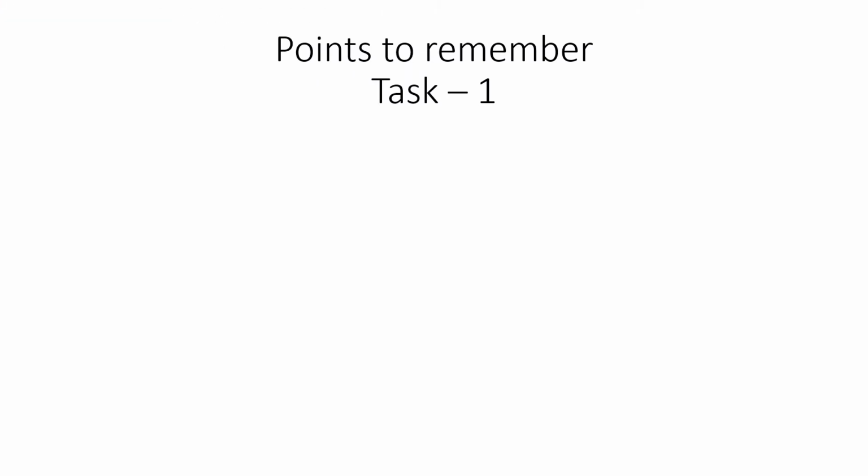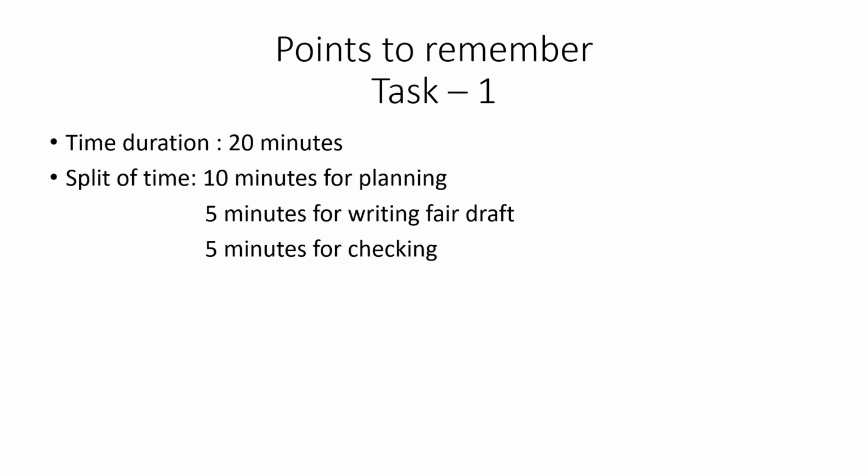Before we jump into the questions directly, we shall have a recap of the important points to remember about the task 1 of an academic IELTS writing test. The time duration given to you to complete the first task is 20 minutes. In this 20 minutes, you can spend the first 10 minutes for planning and the next 5 minutes for writing the fair draft and the last 5 minutes for checking or going through your answer.